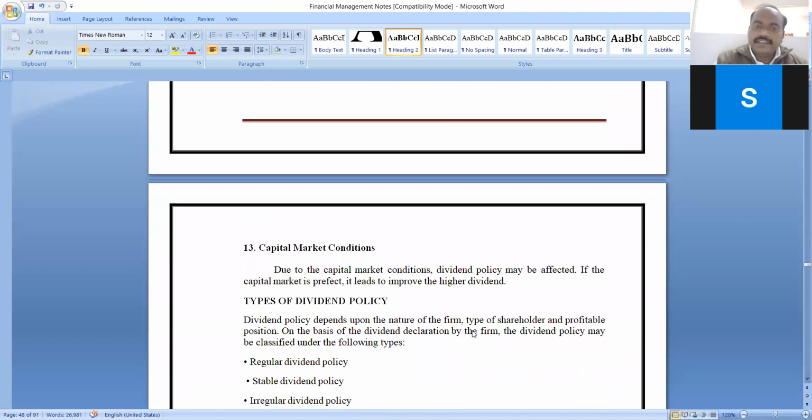And the last one is the capital market conditions. As we all know, everyone is keen on information about the market and looking at what companies are doing, and hence these aspects play an important role in the market. Due to the capital market conditions, dividend policy may be affected. And if the capital market is perfect, it leads to higher dividends.